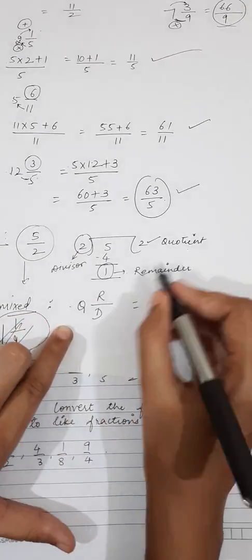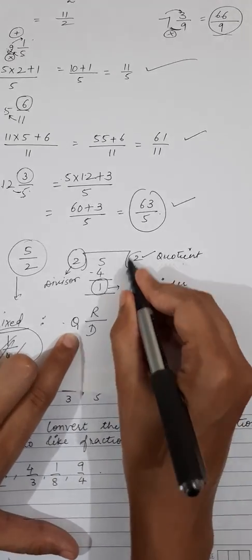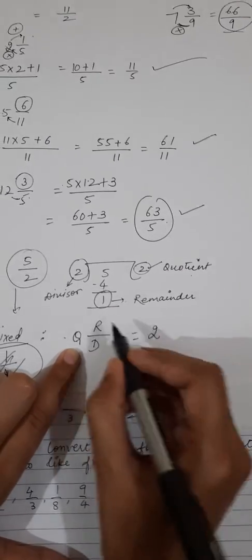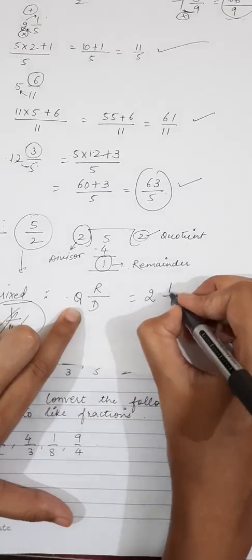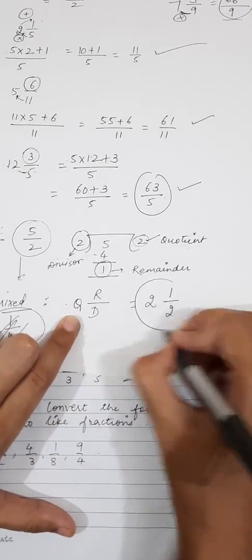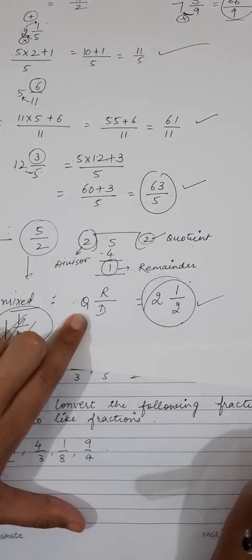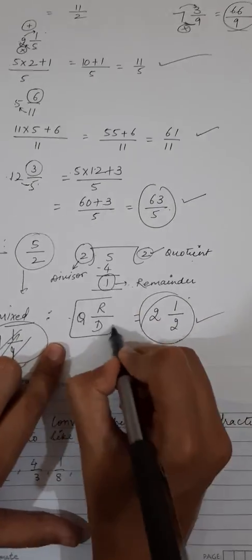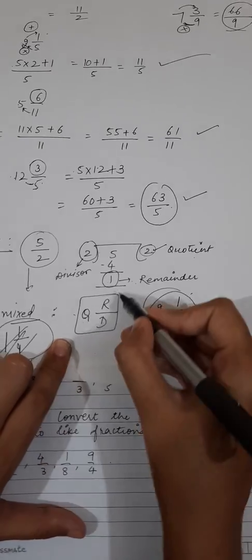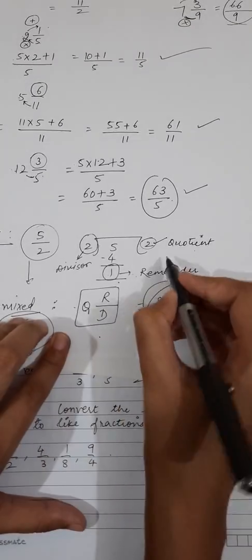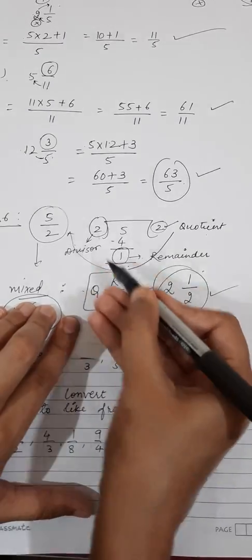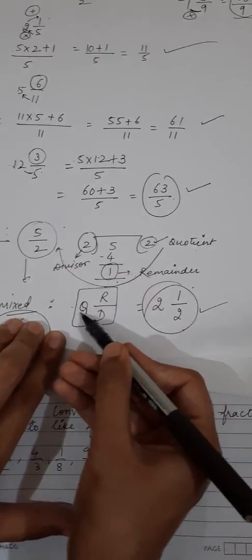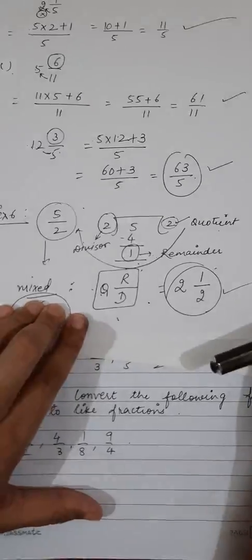Now instead of whole number you will be writing the quotient 2, remainder in the numerator. Now you are going to fill this part. Remainder is 1, divisor is 2. So the answer is 2 1 upon 2. This is your mixed fraction. Just make sure that you are going to learn this quotient, remainder, divisor, and you have to move like this from here to here. Quotient, remainder, divisor, and here you have to fill quotient, remainder, divisor. Okay, so this was the easiest one.